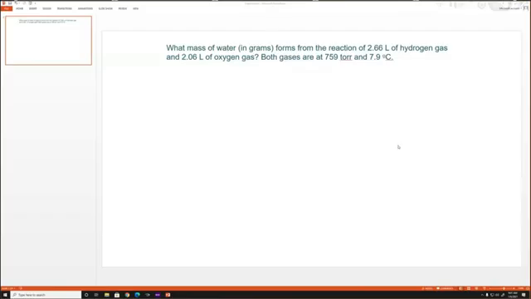So this question is, what mass of water in grams forms when the reaction of 2.66 liters of hydrogen gas and 2.06 liters of oxygen gas react? Both gases are at 759 torr and 7.9 degrees Celsius.